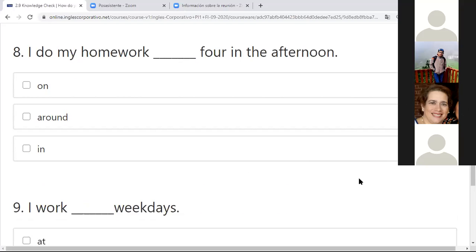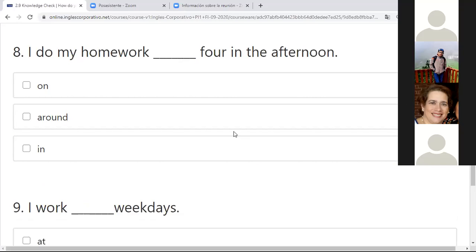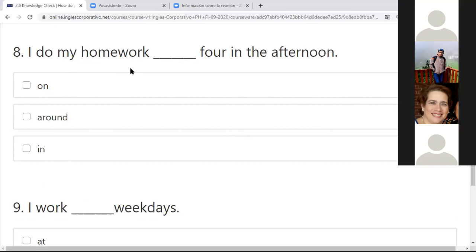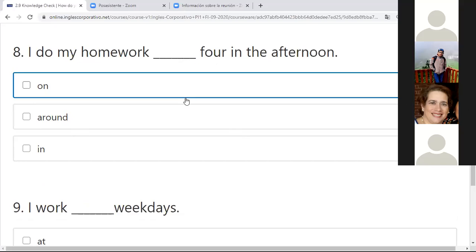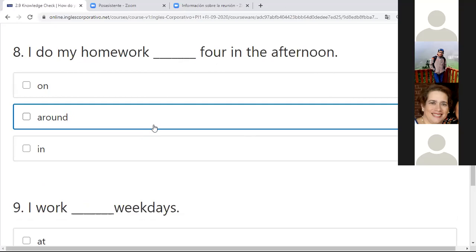Number eight, Ricardo. Vamos a ver si está en la, en, con el tema. No se preocupe si se equivoca, Ricardo, porque yo sé que usted es la primera vez que está con nosotros. No se preocupe. I do my homework on four in the afternoon, around four or in four. La más difícil le tocó, Ricardo. I see.